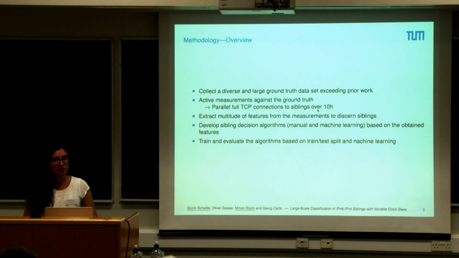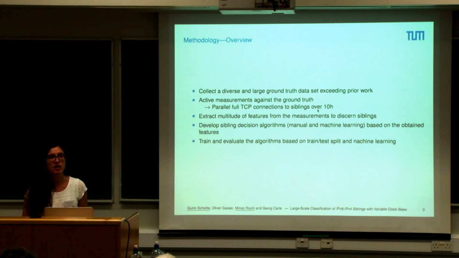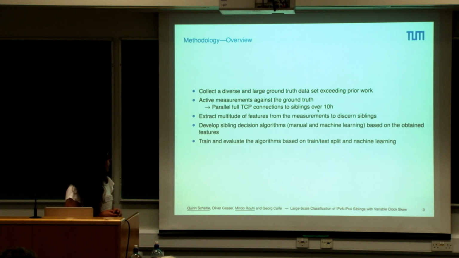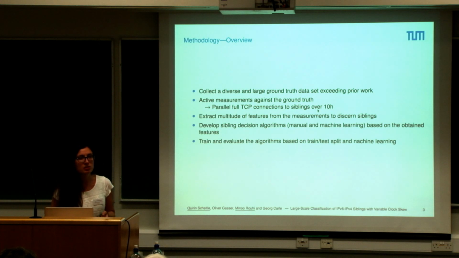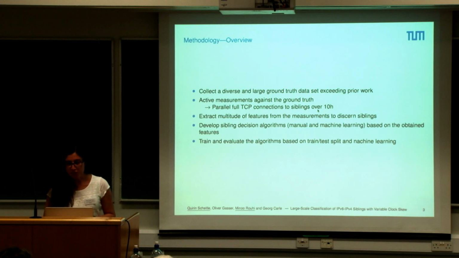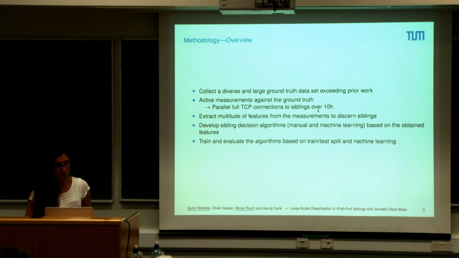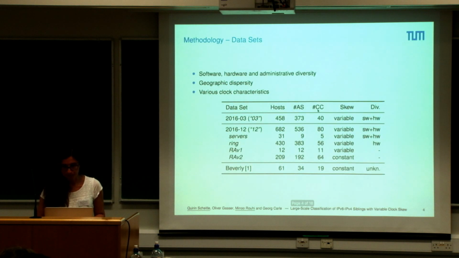Then in the next step, we extract multitudes of features from the measurements which are actually used for discerning siblings, so for sibling detection. Then we develop two different algorithms. One is hand-tuned, and then we convert and migrate it to a machine learning algorithm which operates on the extracted features. And at the end, we train and evaluate these algorithms based on test-train splits and machine learning techniques.